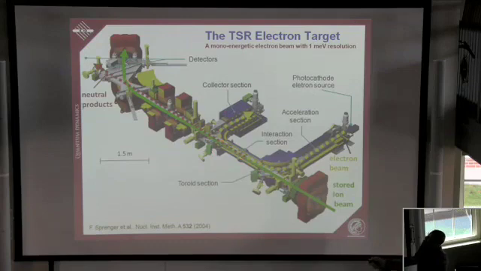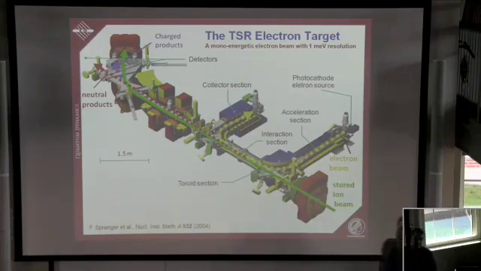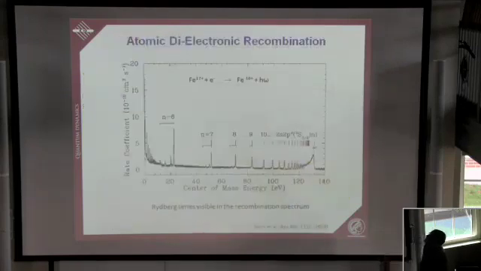If we have molecular breakup here and neutral products, they will just not be impressed by the magnetic fields anymore, fly straight ahead, and we collect them here. And for atomic ions, typically the charge state is lower than previously, and then we can collect them here. And this machine is designed to produce a very monoenergetic electron beam that can reach resolutions to below milli-electron volts. So what can we do with that?